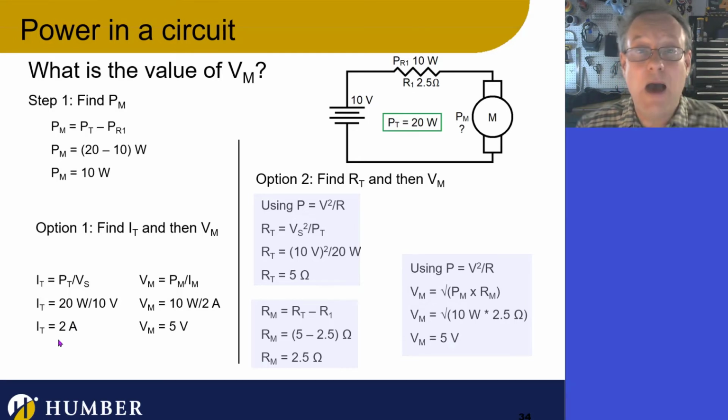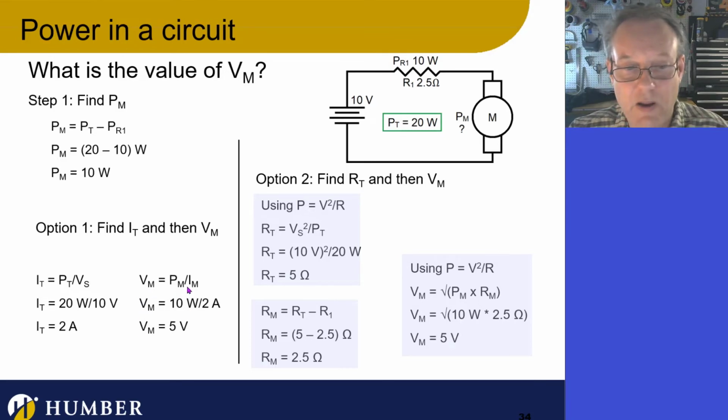Okay, good. Now what I'm going to do is I'm going to say that I now know the current through the motor, which is 2 amps because it's IT, and I'm just going to write this formula here. V of the motor is the power of the motor divided by the current through the motor, so it's 10 watts divided by 2 amps, and that's 5 volts. And the motor voltage has always been 5 volts, and the current's always been 2 amps. So it looks like all of these things are coming out right.